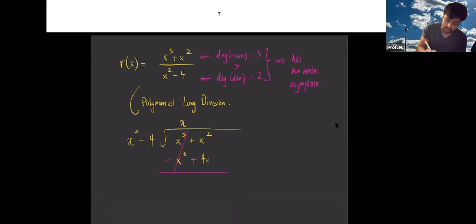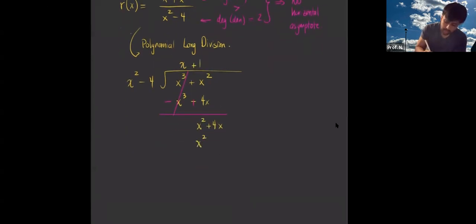And then the x cubes cancel. And then I continue on, right? I bring down the x squared. This is plus 4x. Then I say plus 1. Then I get x squared minus 4. Subtract. And then when I subtract, I have to distribute that negative sign. So this is going to change everything.